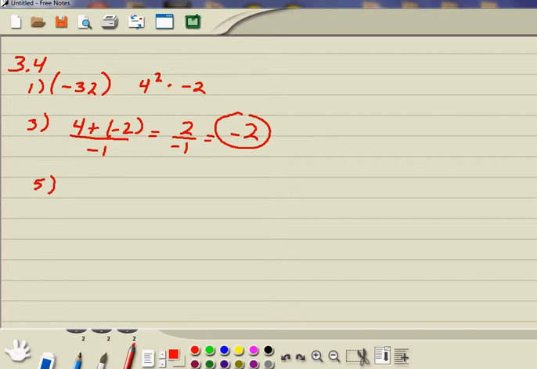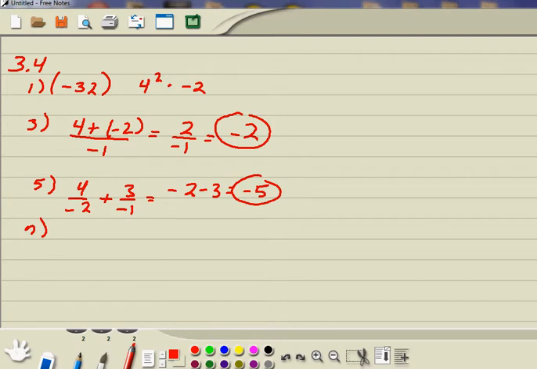Number 5, I have x over y plus z over h. I plug in my numbers. I know I have to have a common denominator. Of course, this turns out to be a negative 3, and this turns out to be a negative 2. So it's a negative 2 minus 3 equals a negative 5.